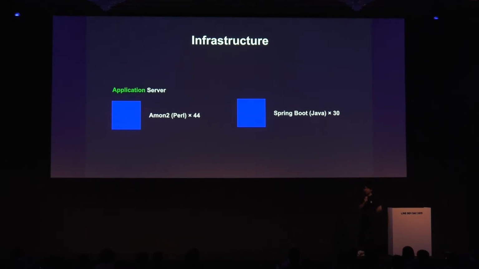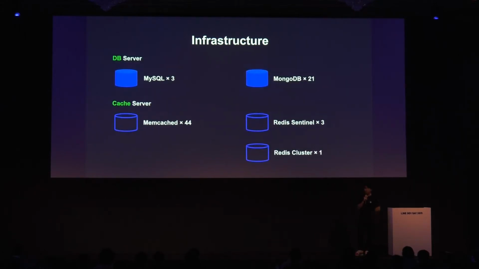As a news application, we receive quite a lot of traffic, and this is the infrastructure supporting that traffic. As application servers, we have 44 servers running the Amon2 Perl framework, and also 30 servers running Spring Boot. Some of you may wonder why Perl. I'm sure that you are wondering why Perl. Yes, at Line News, we still use Perl. And this is, of course, the legacy, history, or heritage. We started to migrate to Java, so the recommendation distribution system is fully implemented on Spring Boot servers.